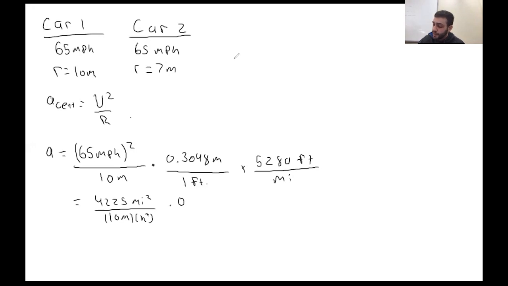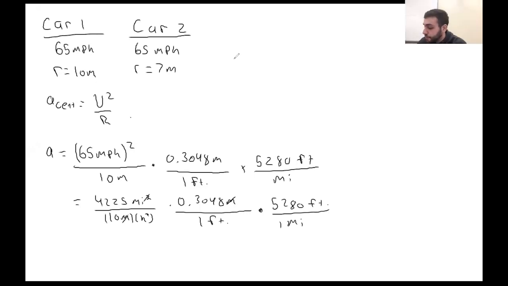So then when we multiply that by 0.3048 meters over 1 foot, we can cancel out these meters. And then when we multiply by 5,280 feet over 1 mile, we can now cancel out this top. We can cancel out that squared because we don't want that in our final answer. We're looking for an acceleration. Acceleration is some units of distance over time squared. And that's what we end up with here. So these feet cancel out.